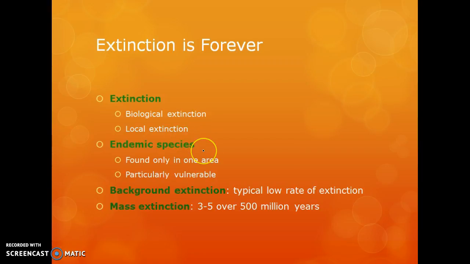Species that are what we call endemic species are more likely to undergo extinction events because they're only found in one area, and so they're particularly vulnerable. There is a background level of extinction, a natural, typically low rate of extinction over the course of the years that just happens through natural selection. But we have what are called mass extinction events that have also happened through our history, and we've had 3 to 5 of them over about 500 million years, where large numbers, as much as 95% of all the animals on Earth, have died out.